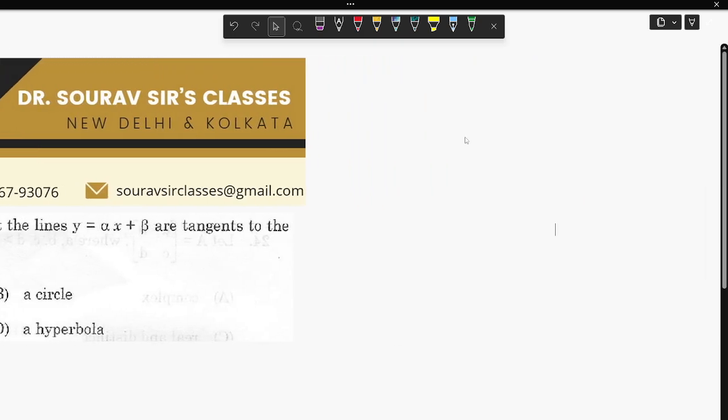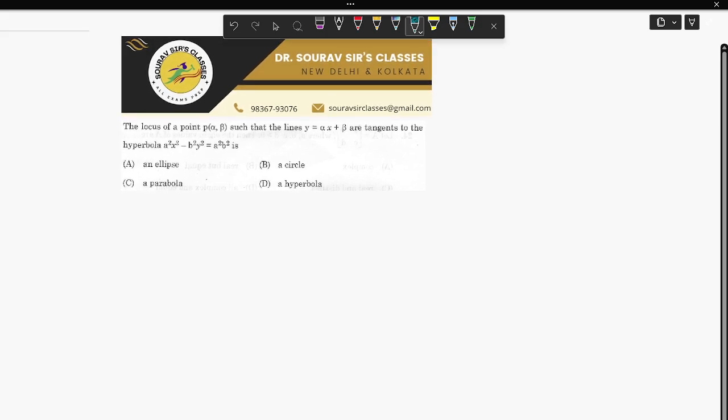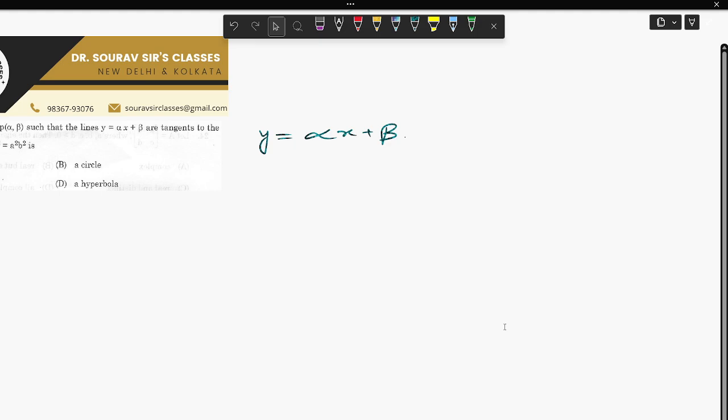So what can be done here? So the given line is y equals alpha x plus beta. What can be done here? So we need to determine the locus of the point P(alpha, beta) such that the line y equals alpha x plus beta is a tangent to the hyperbola a square x square minus b square y square equals a square b square. Okay, so then we have to see the condition for tangency.